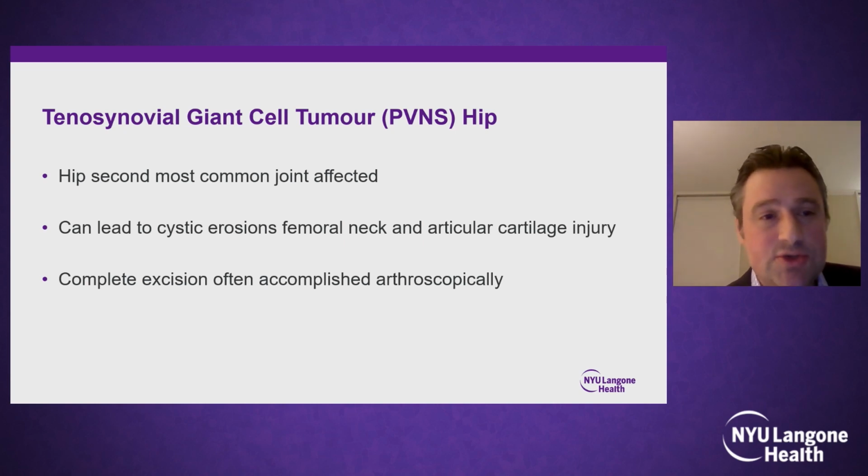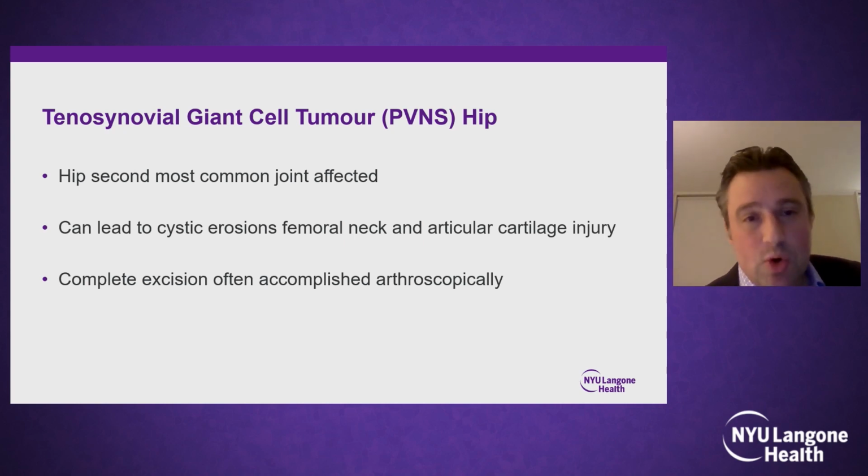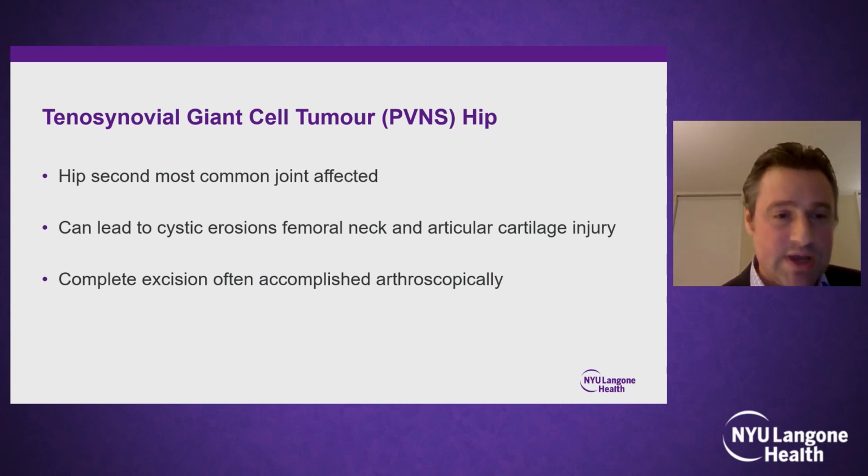Another pathology in the hip that's treatable, often treatable, not always. So the hip is the second most common joint affected by PVNS or tenosynovial giant cell tumor. This can lead to erosions in the femoral neck, or also eventually lead to advanced articular cartilage injury.